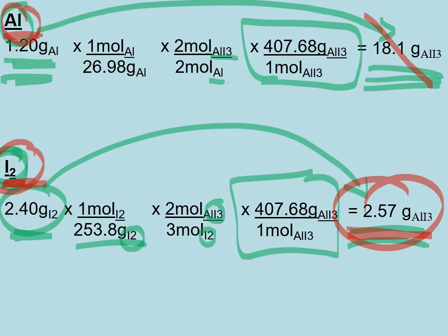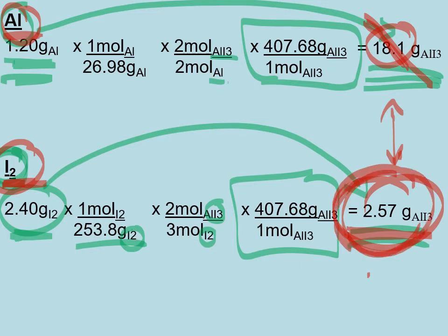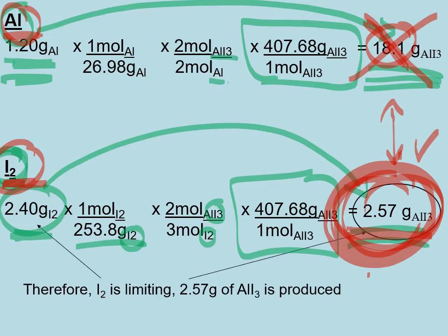We can tell that because we compare the amount of product that each one can make. I got my pen back, I think. Okay, there we go. So we can compare these two, and we see that 18 is larger than 2.57. Therefore, 18 is not the real answer. That is not how much you can actually make as a product. The one that produces the least amount of product is the limiting reactant, and that is the amount of product you can actually produce. Cross off the other one because it is not a real number. You can't make that much because you'd run out of iodine before you could. So then we can say, therefore, iodine is limiting. 2.57 grams of aluminum iodide is produced.